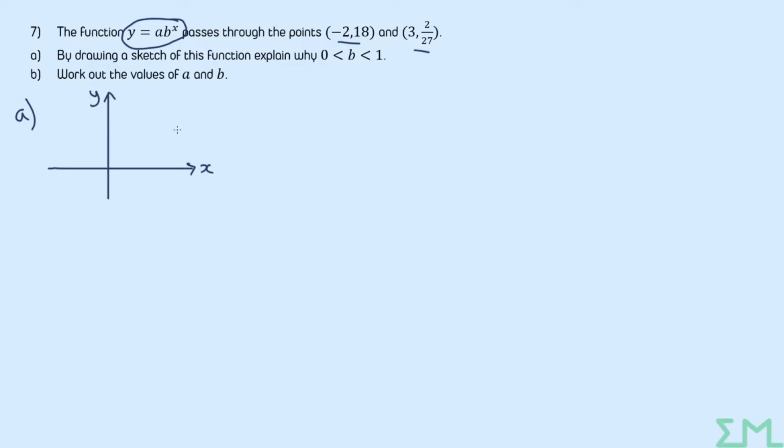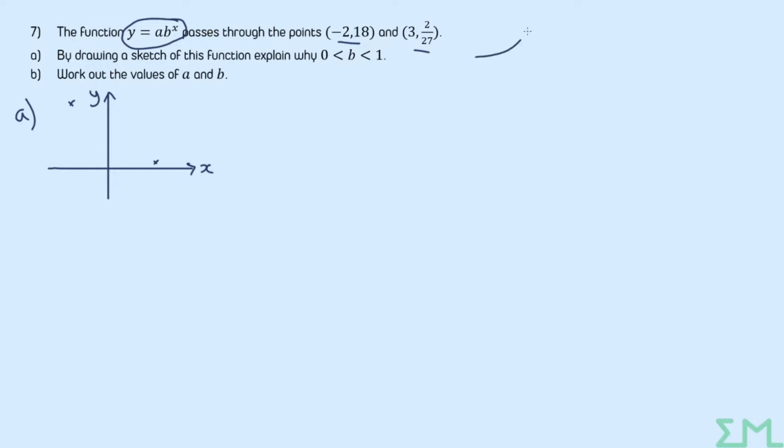Okay, so we've got a point minus 2, 18. Now it is just a sketch. We don't need to worry too much about the scale, but we do want to put them roughly in the right place. So minus 2, 18 could be something like up here. And then 3 and 2 over 27. So we're going a bit further away from the x-axis in the positive direction, and a very small value over here. Now we know what kind of shape.